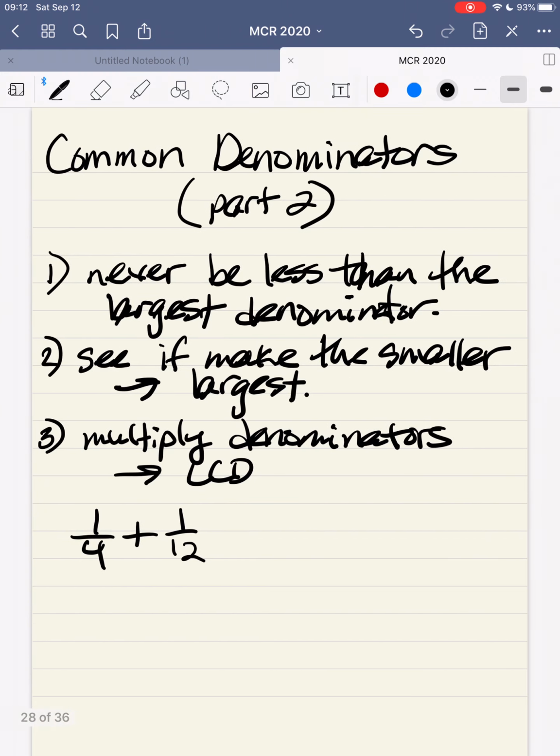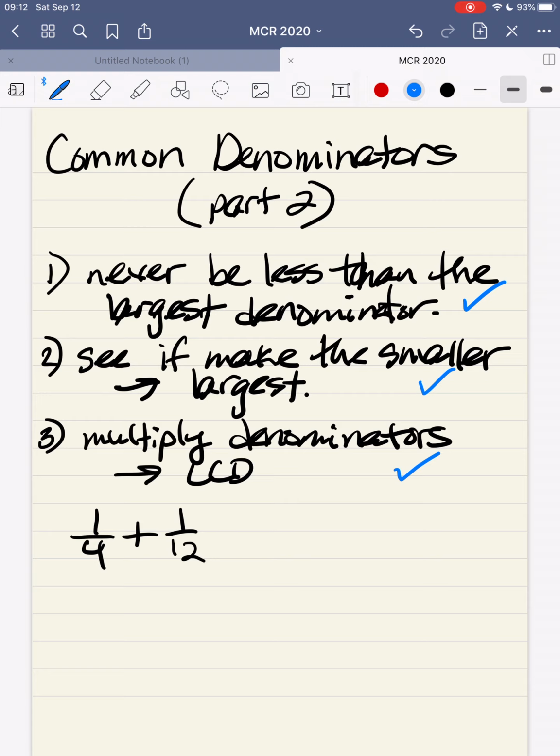So common denominators, okay? Your common denominator will never be less than the largest denominator. So look for that largest denominator and know that your common denominator will not be smaller than that. Second best thing is see if you can make that smaller denominator into the largest denominator by multiplication. If you can, that's the next best scenario. If all else fails, you need to go ahead and multiply those denominators in order to get your LCD because there is nothing in common.